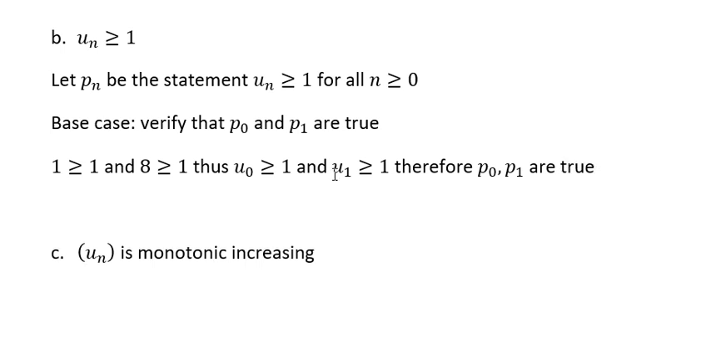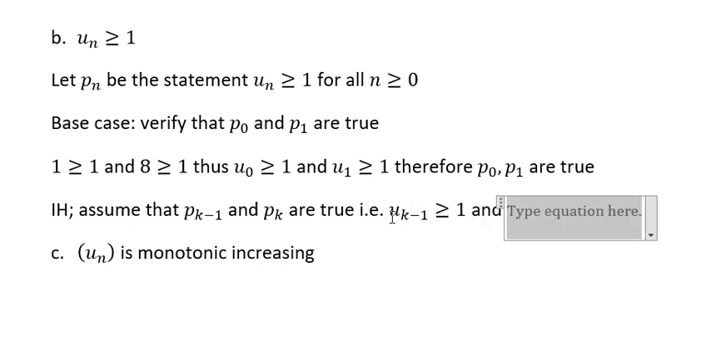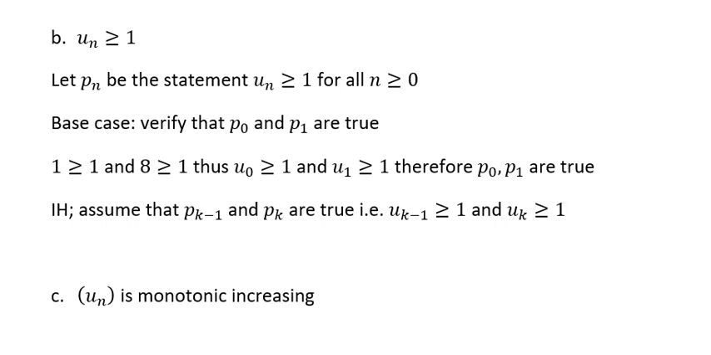Now next is what we call the induction hypothesis. Here we need to assume that P(k-1) and P(k) are true. We are doing this because we have two initial conditions, so in my induction hypothesis, I don't just assume one, I assume both of them. So what we are saying is that u_{k-1} is bigger or equal to 1 and u_k itself is bigger or equal to 1.